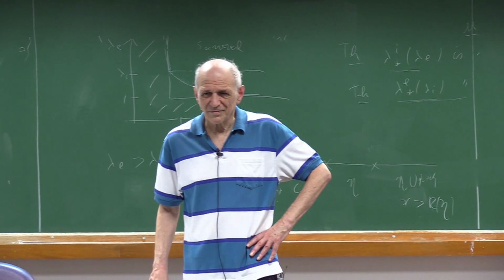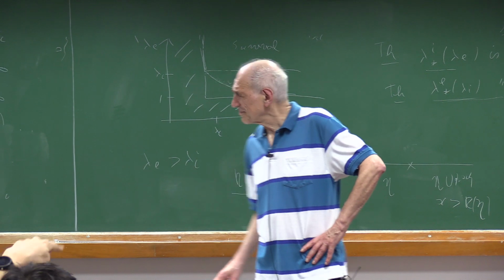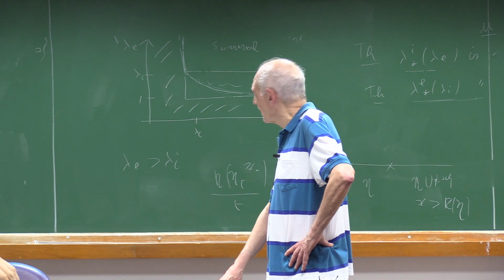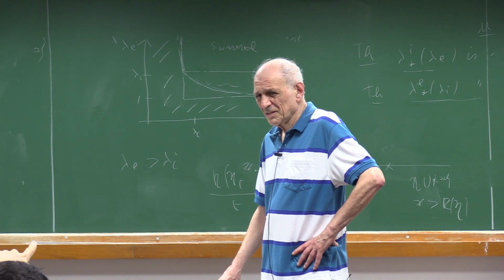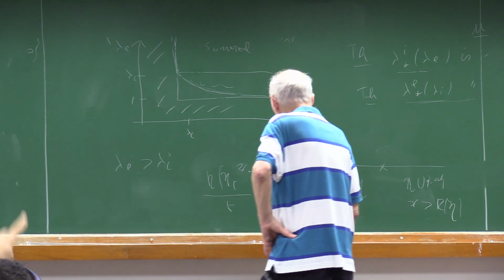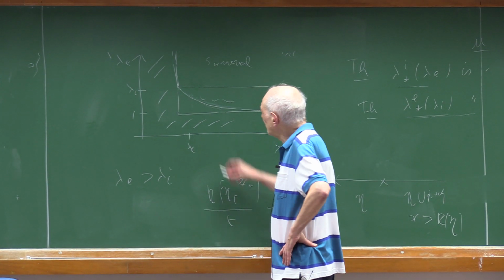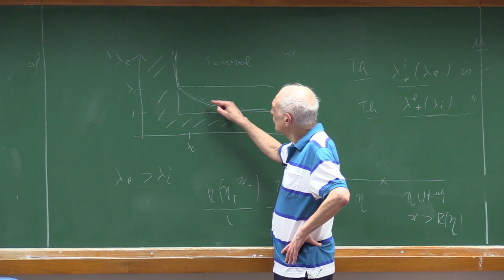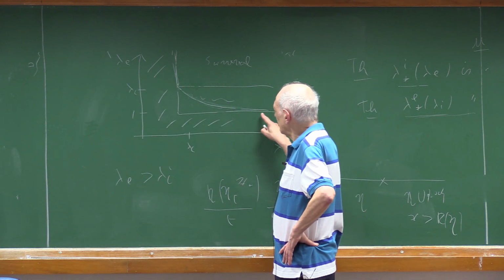I had another question. So you know that you have survival when lambda E is larger than lambda I. You know that when lambda E is equal to, let's say, lambda I is equal to lambda C.